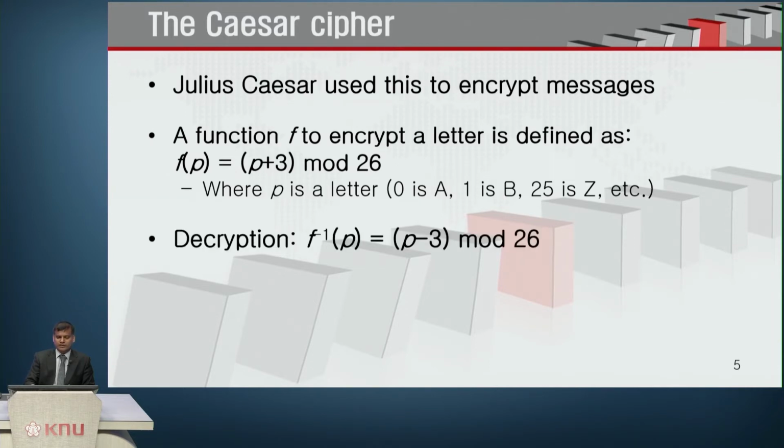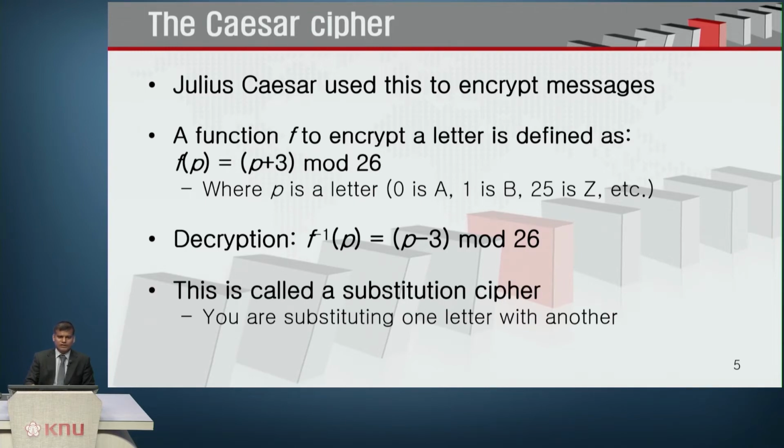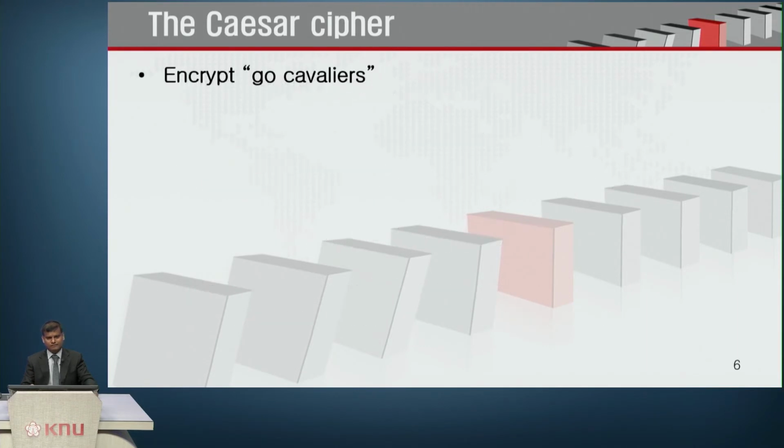while decrypting, we use f inverse of p equals p minus 3 mod 26. Let's see how it is done. We can simply substitute to obtain the original messages. So let's say you're asked to encrypt this statement, Go Cavaliers.